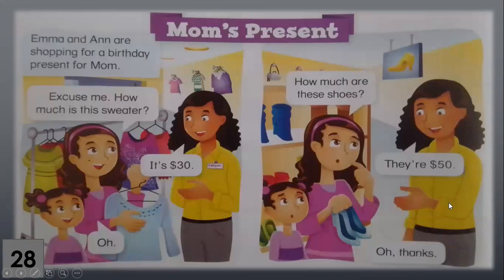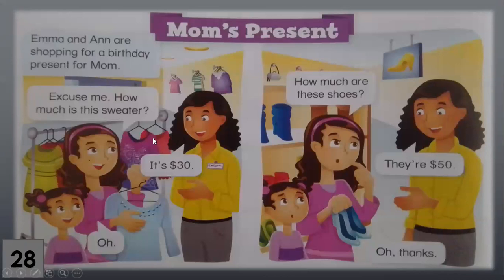And the salesperson, look, says, they're $50. Oh, thanks. So as you can see, Emma is asking about something to give her mother as a present.